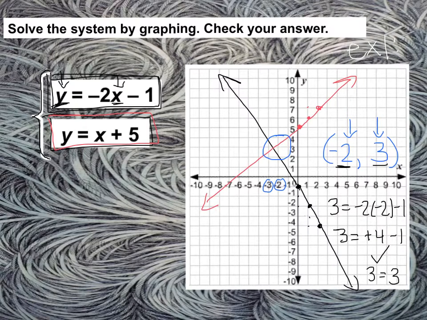Now let's double check with the red line. I'm going to plug in -2 for x, and +3 goes in for y. So 3 equals -2 plus 5. That also works. 3 equals 3. So that checks off. Therefore, this point is a solution to the system of equations. Let's practice a second example.